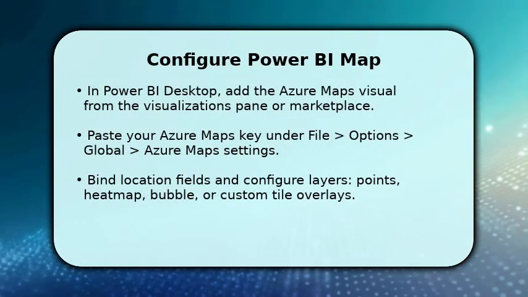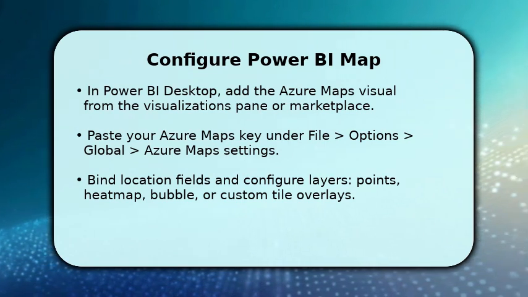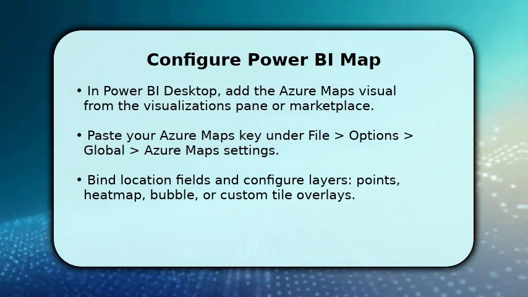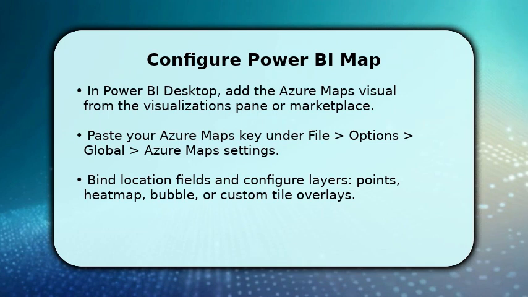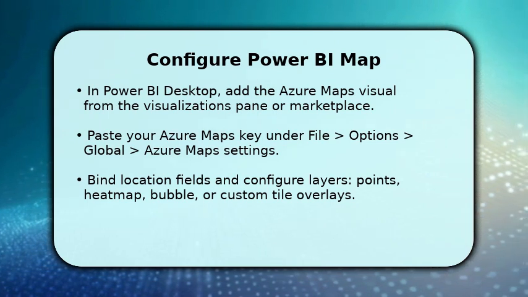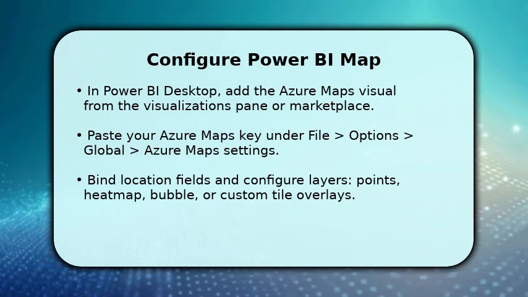Now you bring Azure Maps into your report. Install the Azure Maps visual if it is not already present, then insert it on the canvas. Once the visual is placed, open File Options Global Azure Map Settings and paste the primary key and endpoint you copied earlier so Power BI can authenticate map rendering.